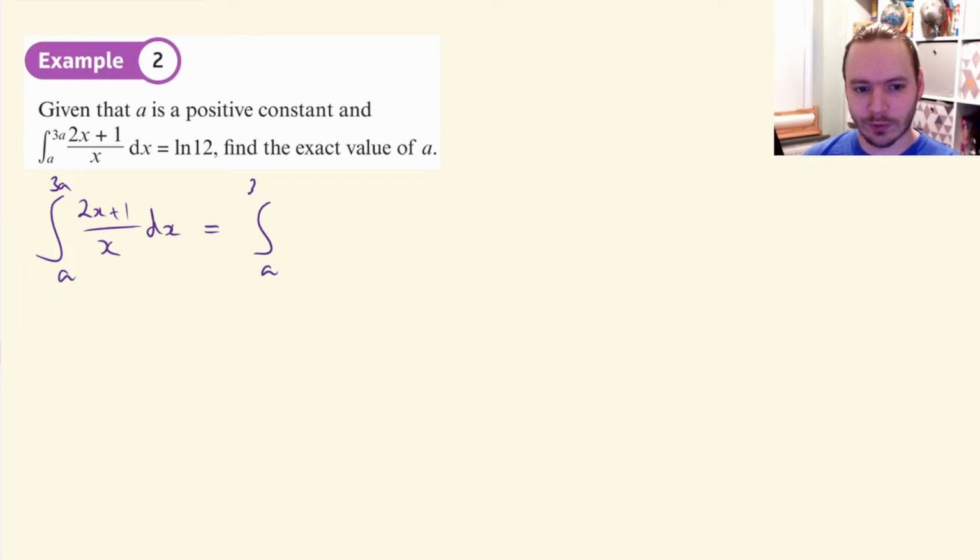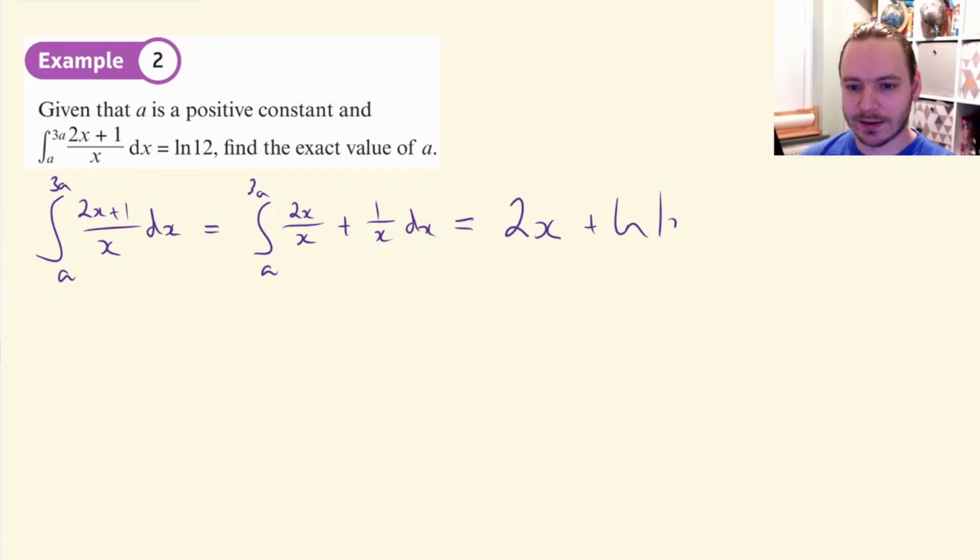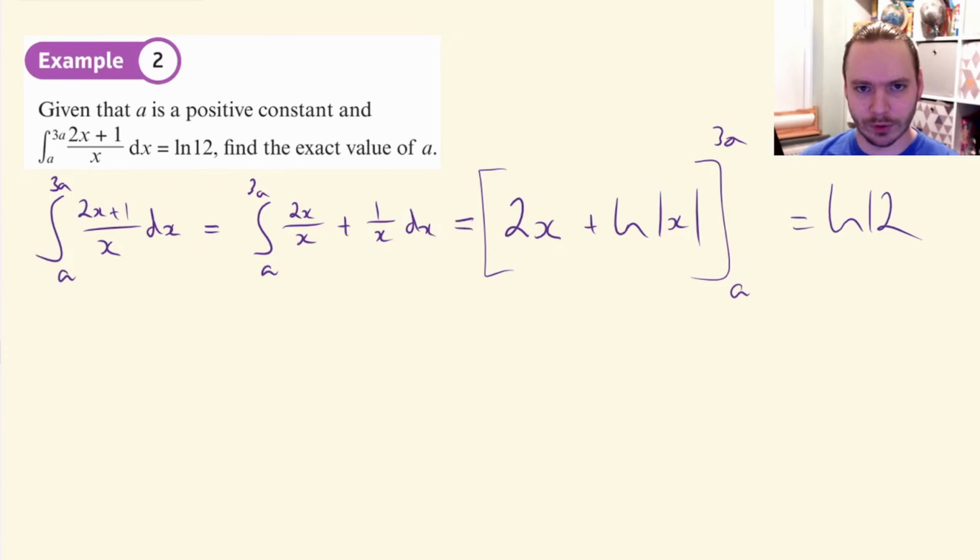This is the integral between a and 3a of 2x over x plus 1 over x. Oh, and that's actually quite nice because 2x over x is just 2. Integrating 2 gives us 2x. And integrating 1 over x gives us ln of x, which we'd already established. Because it's a definite integral, I don't need to worry about the plus c, actually. I can sort that out in a minute. But this is between a and 3a. And I know that this equals ln 12, so that's going to be a part of our problem solving in just a minute. What I want to do is then substitute 3a and a in and subtract them and see where we get.